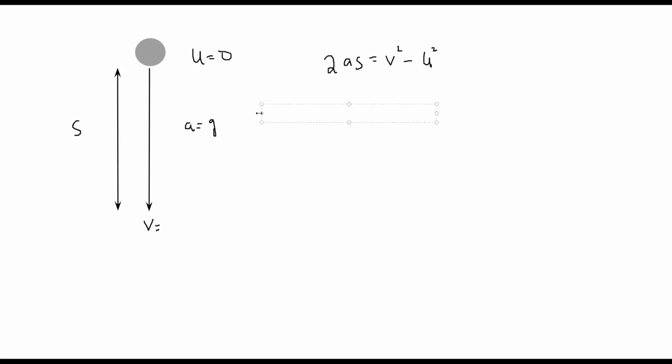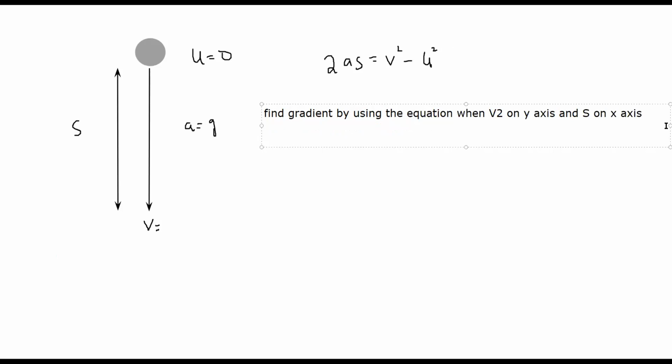And I want to plot a graph or find the gradient by using the equation. For example, when v square is on the y-axis and s is on the x-axis, we have to find the gradient by using the equation. So v square is on the y-axis and s is on the x-axis.